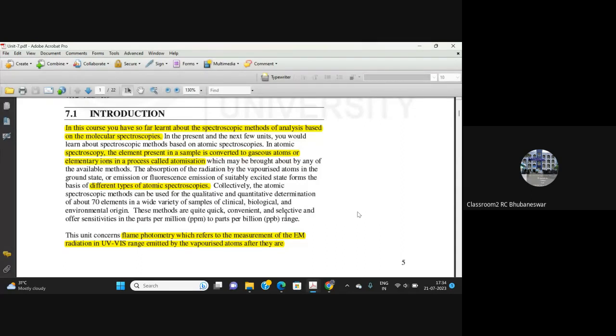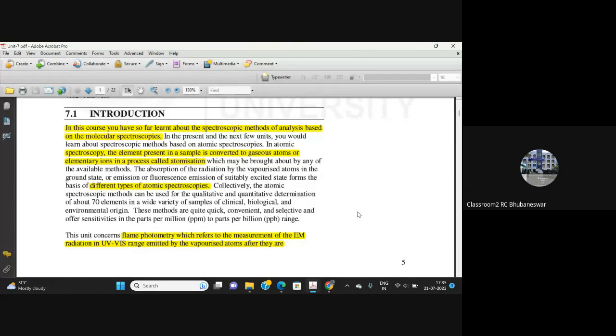But what is the specialty of today's class or hereafter? This is your flame photometry. Before that, you need to understand what atomic spectroscopy is, because till now we have been studying molecular spectroscopy. In molecular spectroscopy, make it clear in your mind that you have electronic energy level, then vibrational, then rotational. All are quantized, meaning each level has a particular energy.